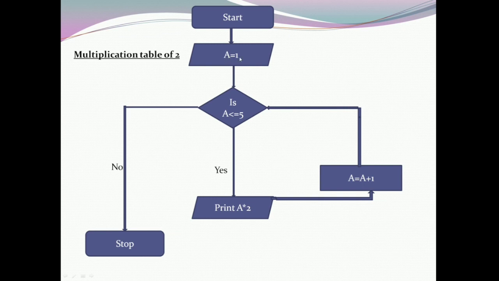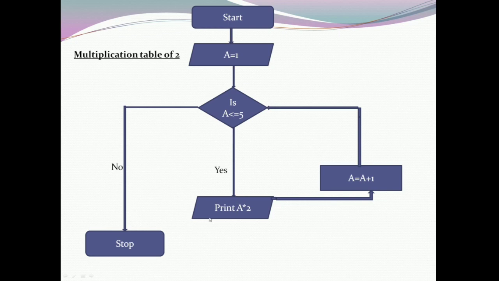So, always we should start our flowchart with the rounded rectangle that includes Start. After that, we have to read an input which is A, and also we have given a number to A, which is 1. Okay, so A is equal to 1 we have assigned. After that, we are going to check a condition. Is A less than or equal to 5?